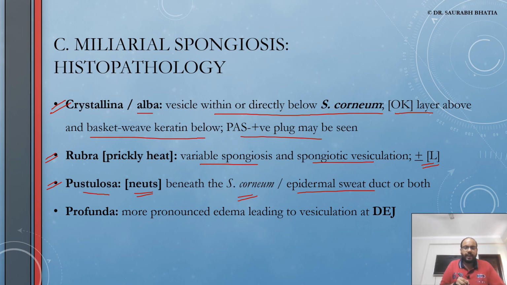We are clear about it. So crystallina, rubra, pustulosa, profunda. Just remember that as you go from asymptomatic to deeper obstruction. Obstruction in miliaria profunda is at the dermoepidermal junction. Let's move forward.